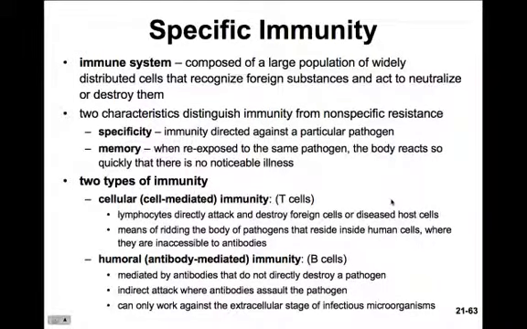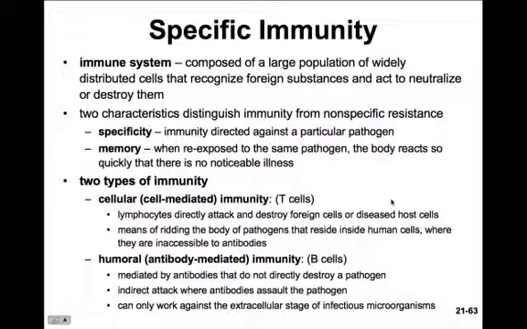So remember back to the beginning of the last section on nonspecific resistance. There were 3 lines of defense against pathogens. The first line of defense consisted of these external barriers like the skin and mucous membranes. And the second line of defense consisted of several non-specific defenses that we covered in our last section.